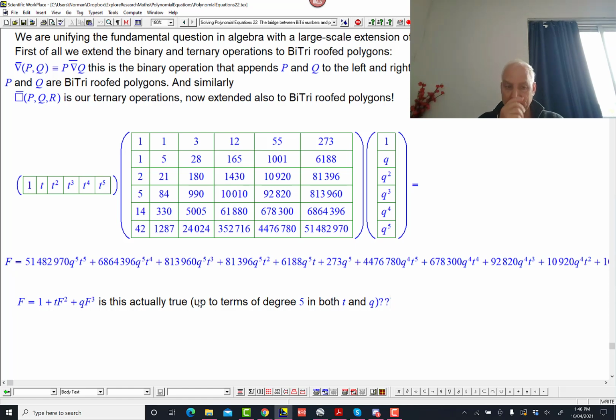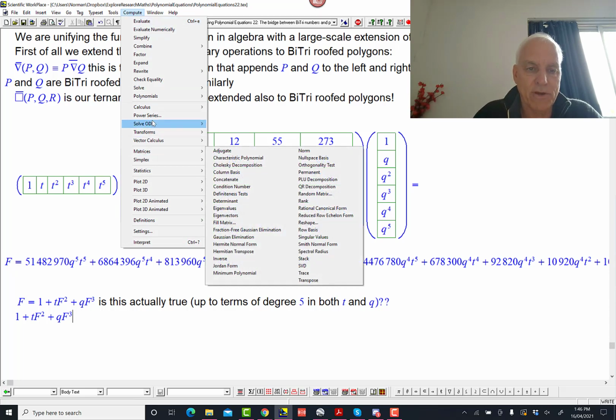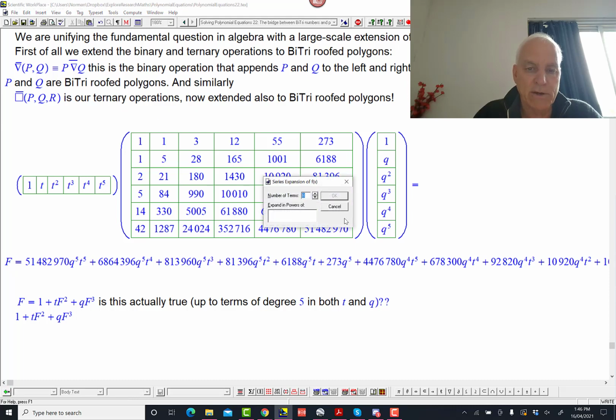Okay, that's a really good question, isn't it? So what we're going to do is take the right-hand side here, 1 plus t f squared plus q f cubed. Now, if we just expand this out, we're going to get all kinds of additional terms, because we're going to get lots of terms which are of degree higher than 5 in q and t. So the way I'm going to cut that down, I'm going to do it in 2 steps, because I only have to do it in 2 steps here using this program. So power series. So let's expand this out.